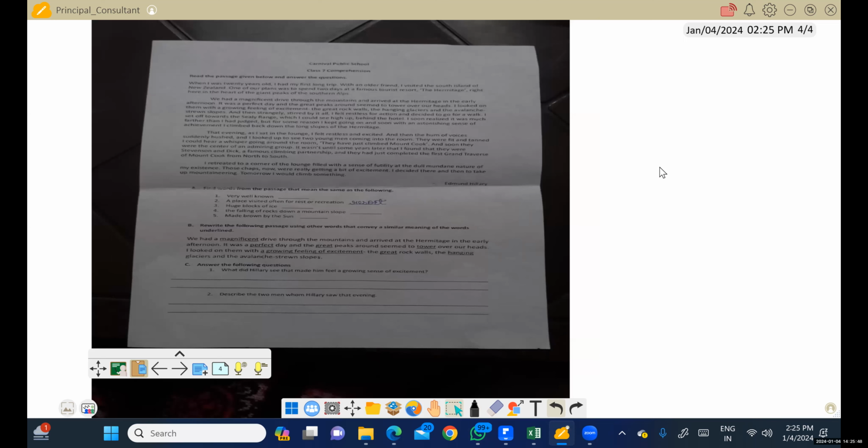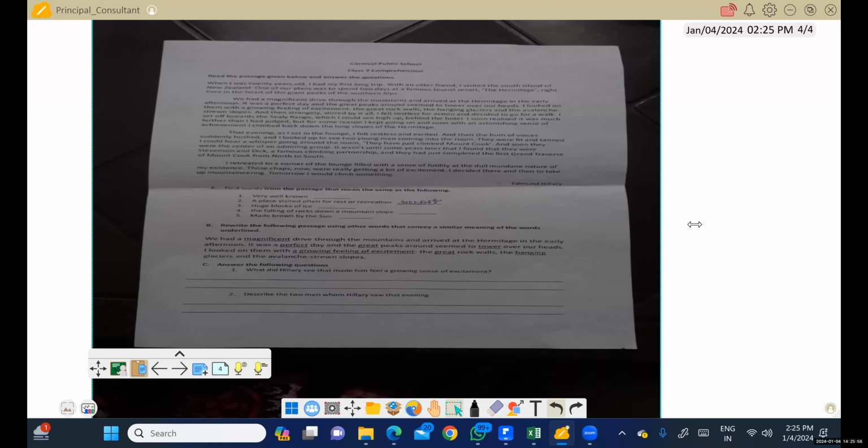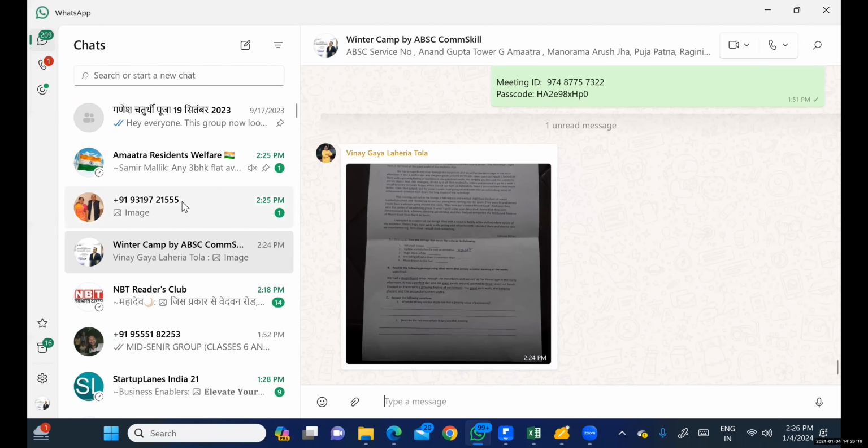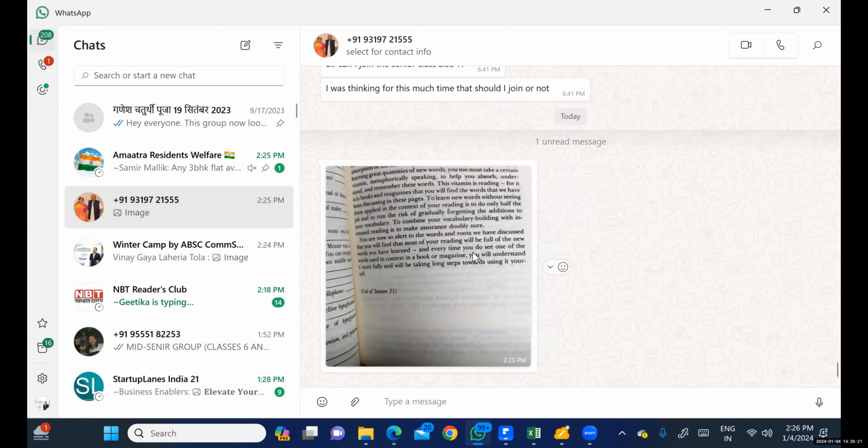Can you all see my screen? Yes, sir. Can you read it? No, sir. Can't read. Priyashi, can you take it straight? This is not coming properly. The picture is not good. You didn't keep the page straight. And take a closer picture. Okay, sir. Sir, I've also sent you one. Okay, let me see. This is incomplete.